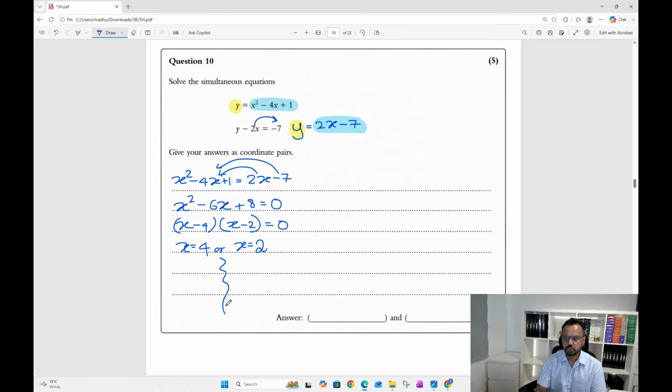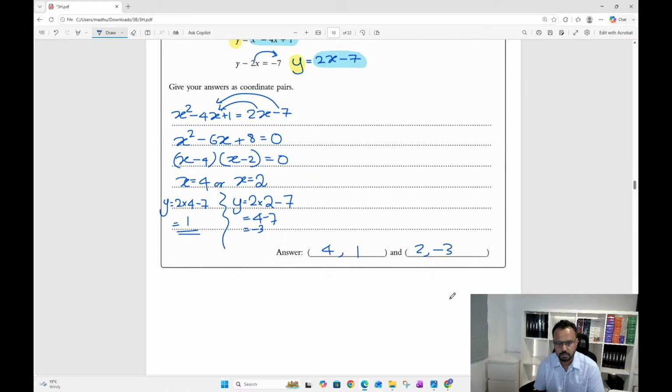Right. Once you get your x values, guys, I need to get the respective y values. So let's do that. y is equal to 2x minus 7. So here the y is 2 times 4, take away 7. That will be 1. So 4, 1 is one of them. y is equal to 2 times 2, take away 7. So that's 4 take away 7, that's negative 3. That's it, guys. Here's the answer: 4, 1, 2, negative 3. Thumbs up if you got this right.